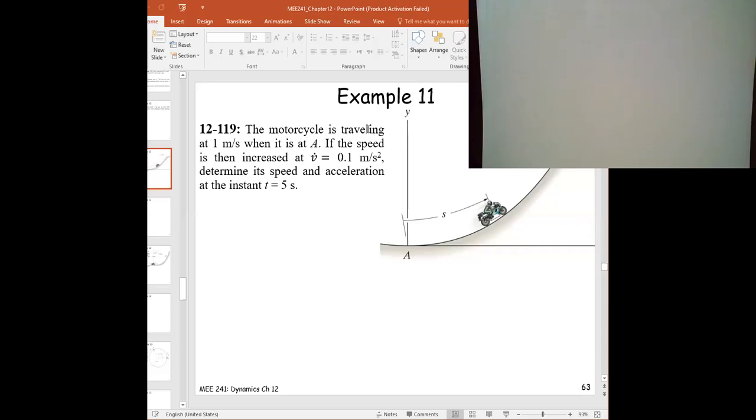Okay, guys, so any questions regarding what I posted last time in this example 11, where we are trying to find the acceleration of the rider basically at some time t equal to 5 seconds? But before we do that, I have a simple question for you guys. All right, and the question is as follows.